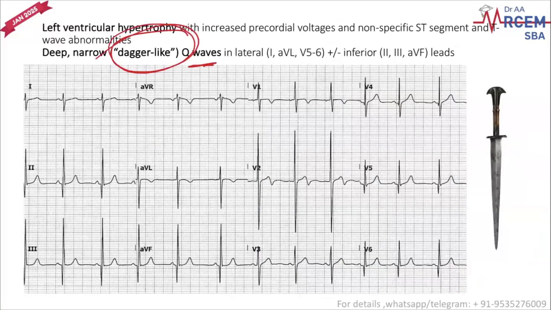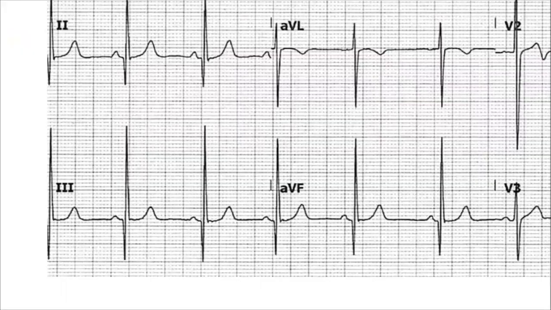What is a Q wave? We have learned in the ECG chapter that the first negative deflection after a P wave is known as the Q wave. First negative deflection. So this is the Q wave. Deep Q waves are seen in the inferolateral walls. Mainly, most of the time, it's the inferior wall.